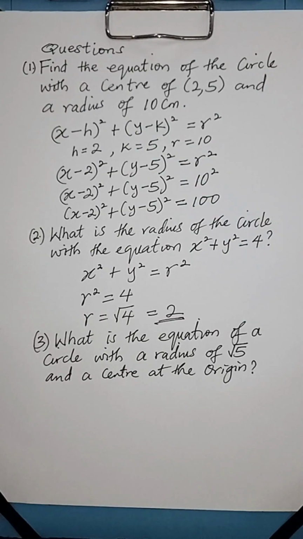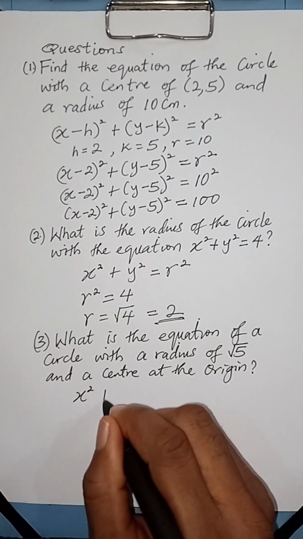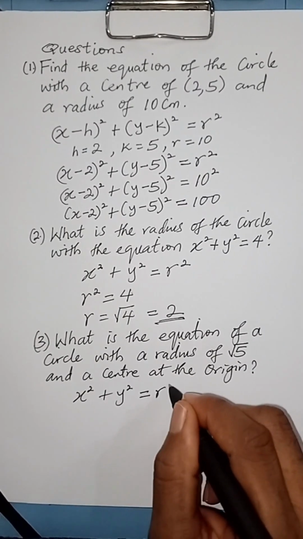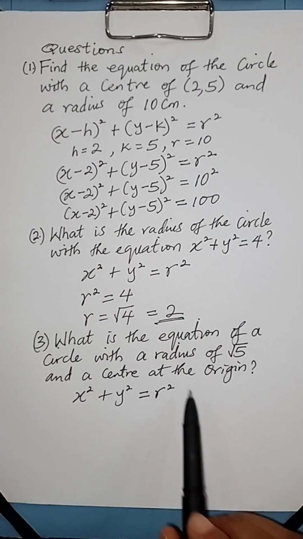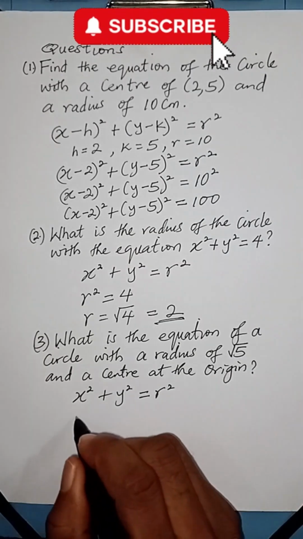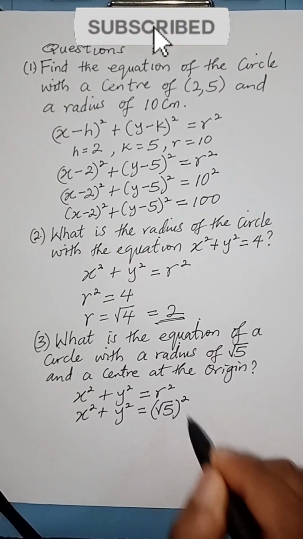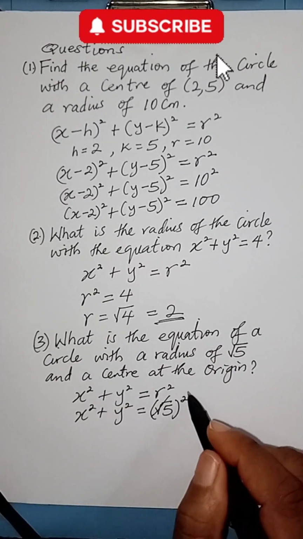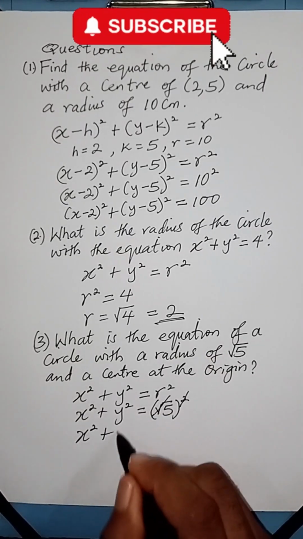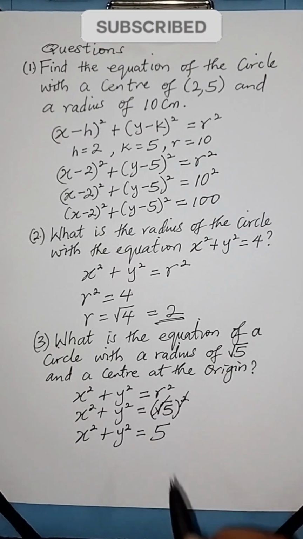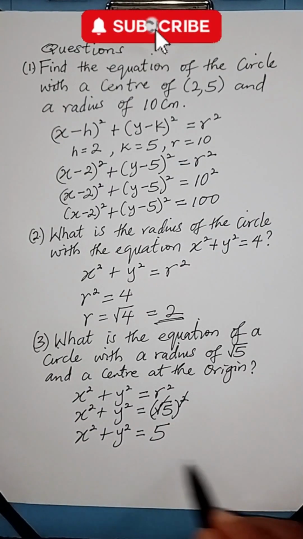Now, notice the next question. What is the equation of a circle with a radius of root 5 and a center at the origin? When the center is at the origin, the equation of the circle is x squared plus y squared equals the radius squared. Now, in this case, you've been given the radius. So the radius is root 5. So I'm going to replace the radius with root 5. Then you square and put this in the bracket. Now, of course, this square root will cancel out the square. So you'll be left with x squared plus y squared equal to 5. So this is the equation of the circle.